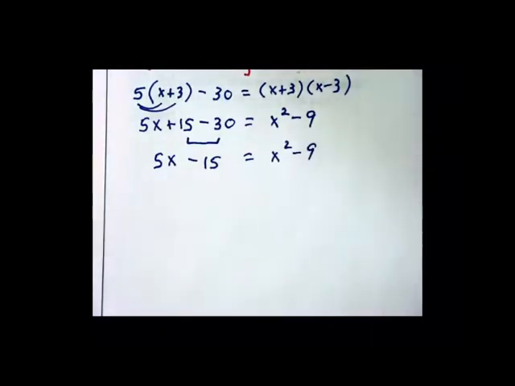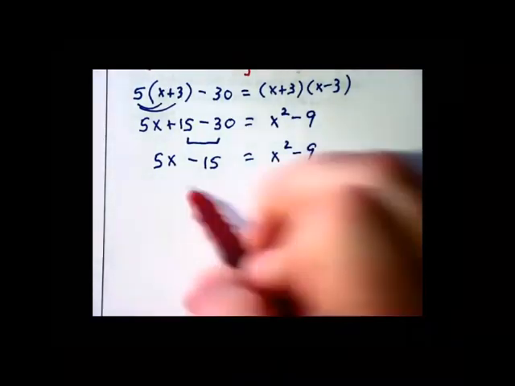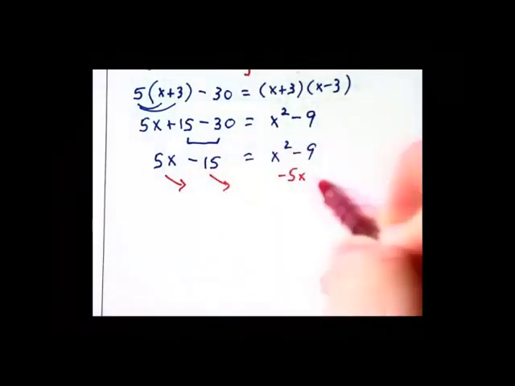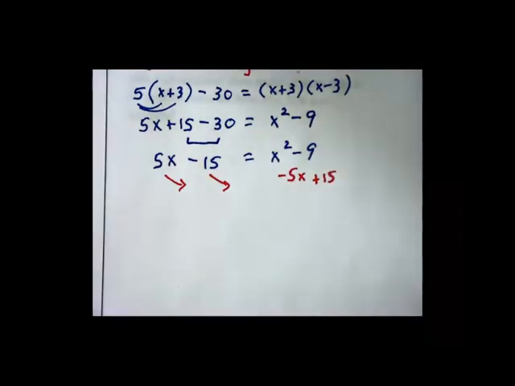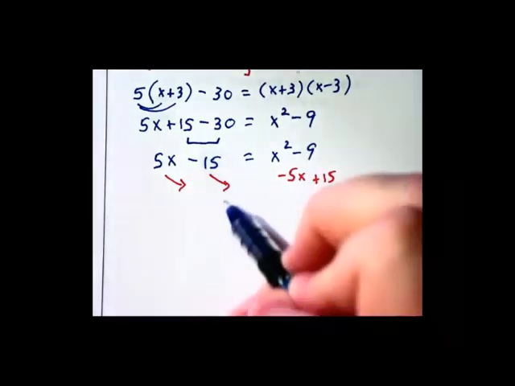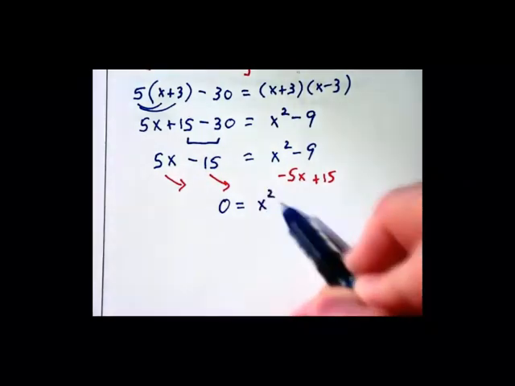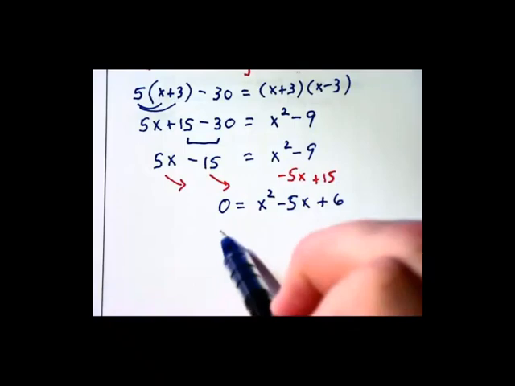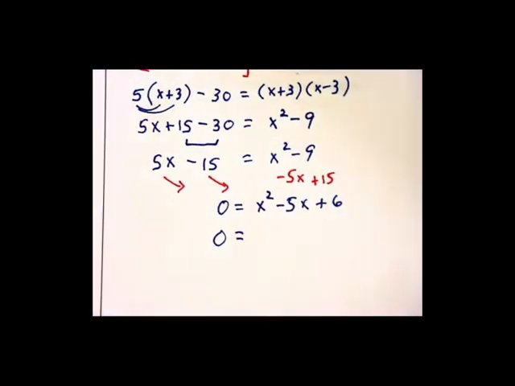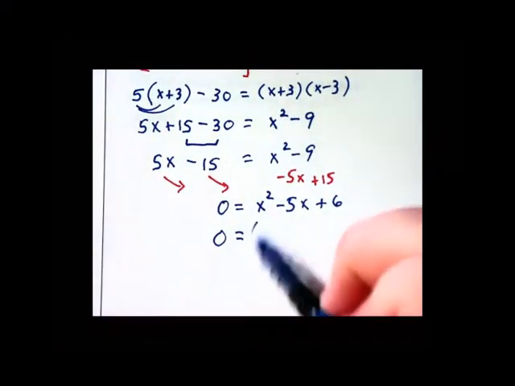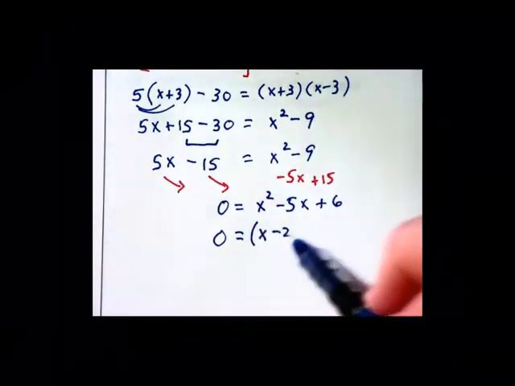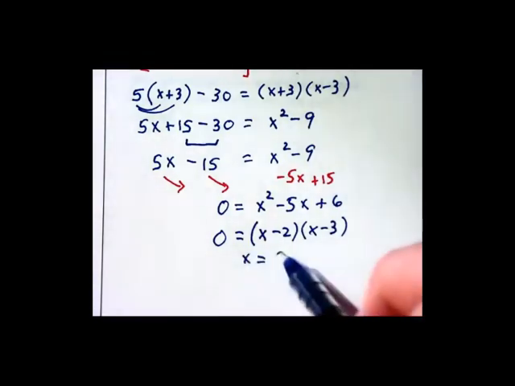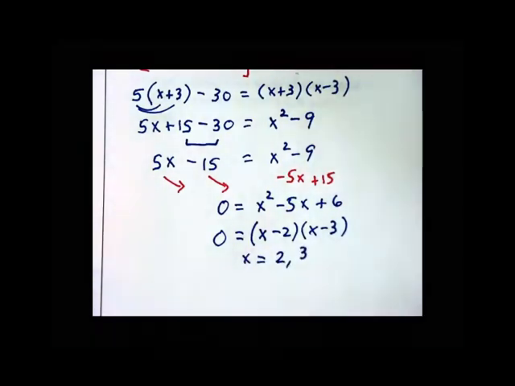Now, seeing that it's quadratic, I want to set it all equal to 0, and I'm going to choose to subtract the 5x off and add 15 to each side. So the left side is 0 and the right side is x squared minus 5x plus 6, which we're going to hope will factor. Am I running out of space? Nope, not yet. That's going to factor into x minus 2 times x minus 3, and so it appears we have two answers of 2 and 3.